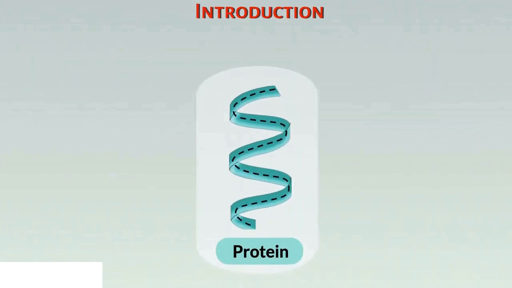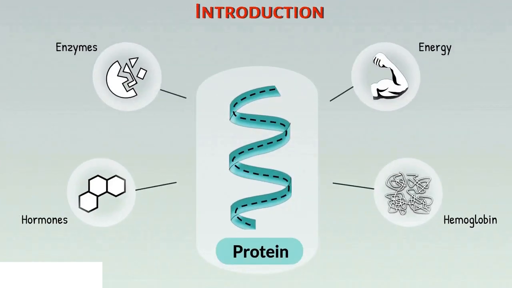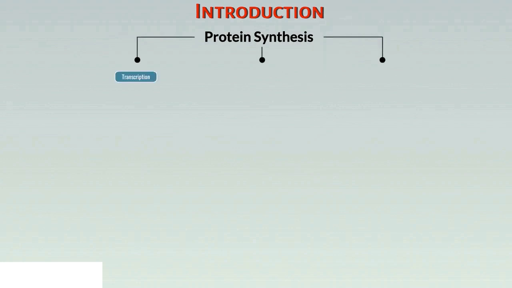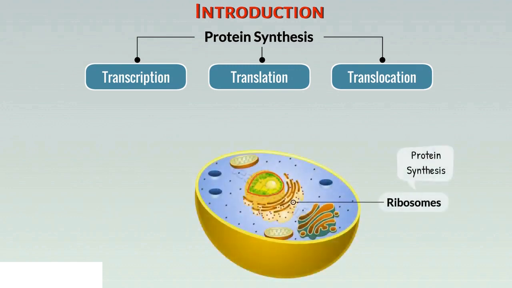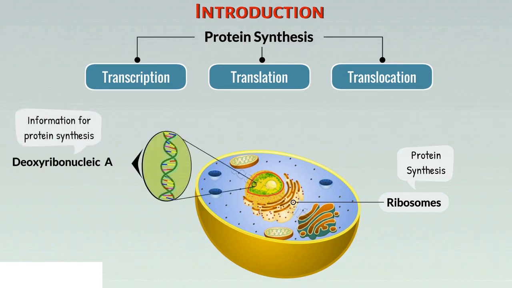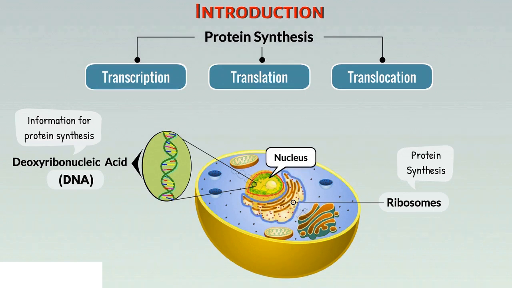Proteins are needed for carrying out various body processes. Here in this video, we will understand the process of protein synthesis, which involves transcription, translation and translocation. Ideally speaking, proteins are synthesized in the cell of the body. The information needed for protein synthesis is present in the deoxyribonucleic acid or DNA of the cell. It is located inside the nucleus. However, the actual process of protein synthesis takes place outside the nucleus.